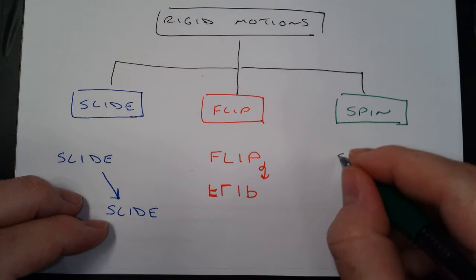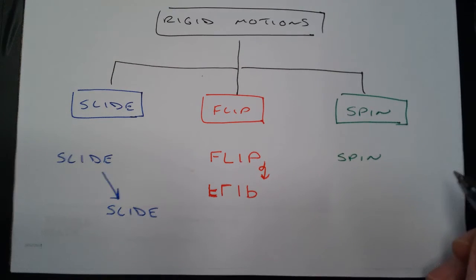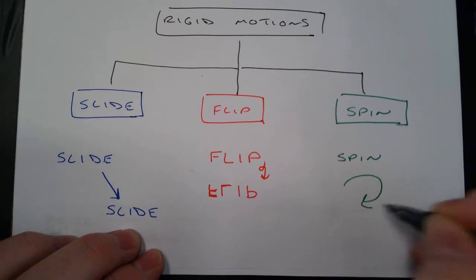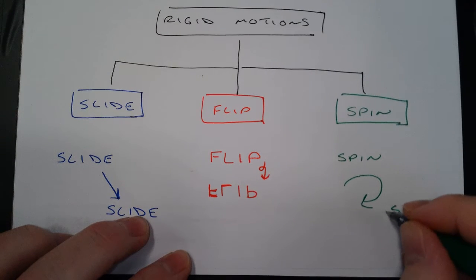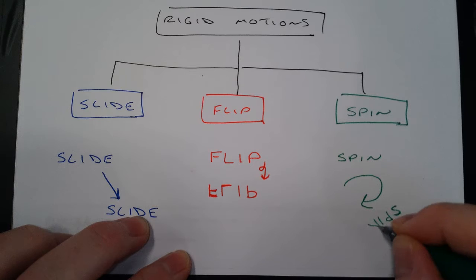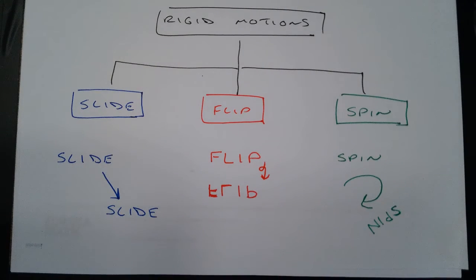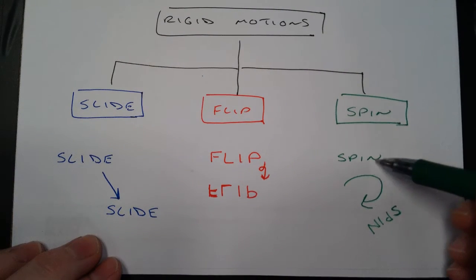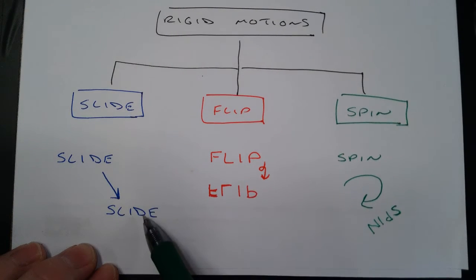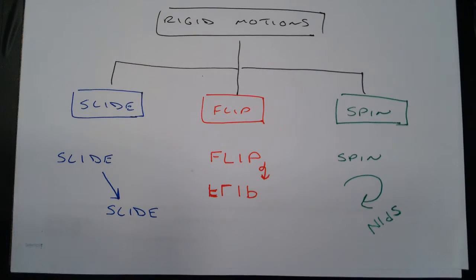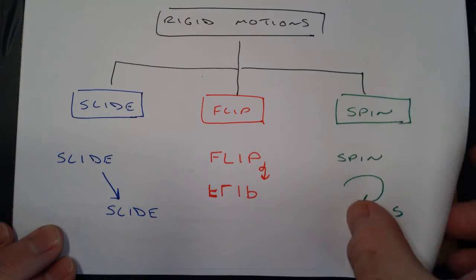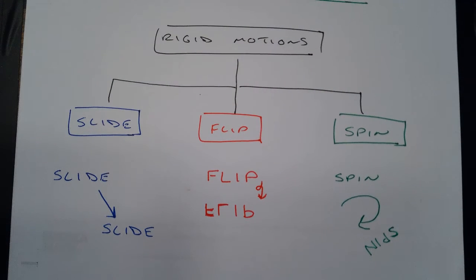Spin. The spin goes kind of like this. Same size, same shape. I just made it spin. So there's a slide that keeps congruence, a flip that keeps congruence, and a spin that keeps congruence. Those are the three rigid motions, three transformations, three changes that keep the same size and shape.